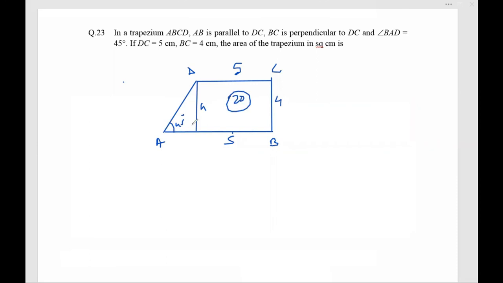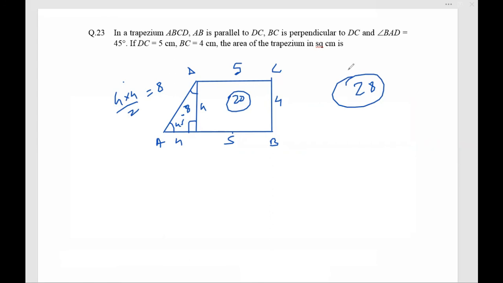Now what about this area? This is 45, this is 90. This is also 45. So if this is 4, this is also 4. What is this area? It is 4 into 4 by 2. It is 8. So 20 plus 8, total area will be 28. As simple as that. Very simple, must be done problem from CAT 2020, slot 3.